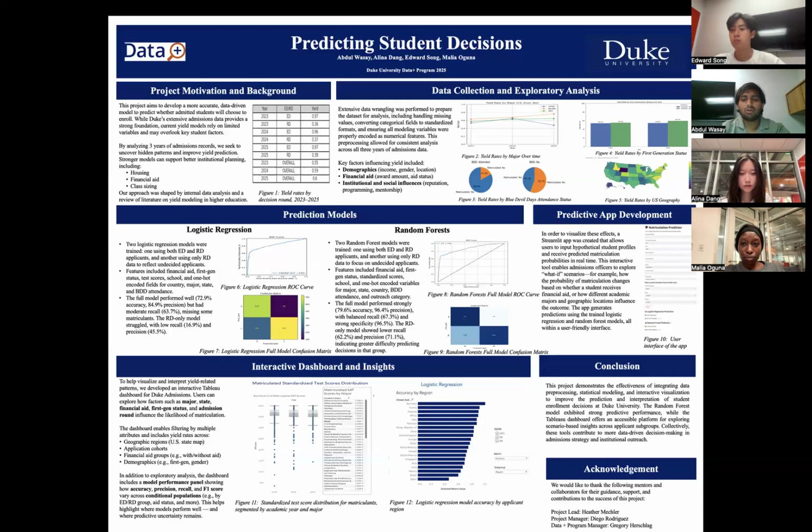We hope our work contributes to efforts at Duke to better serve students, particularly those from underrepresented and underserved backgrounds, and to make the admissions process more informed and equitable.